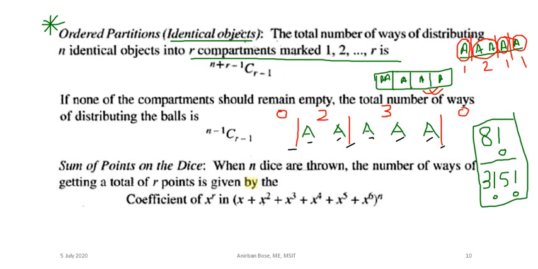Okay, so what will be the answer? 8 factorial by 3 factorial 5 factorial is nothing but 8C3. Okay, so this is how this 8 is actually coming.